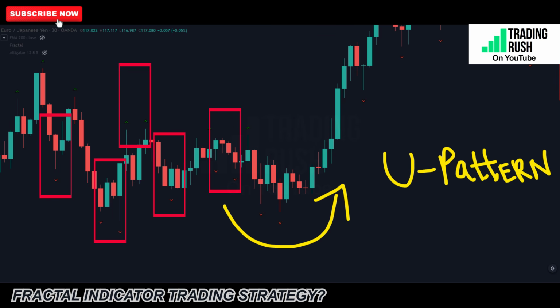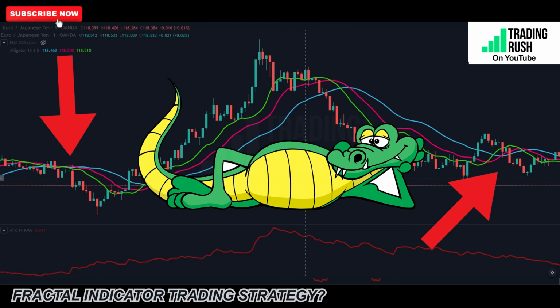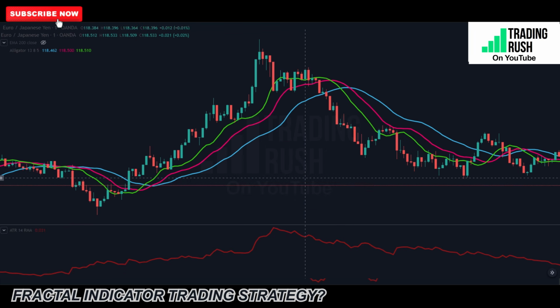So what should we do? Well, we can use another indicator that is also created by Bill Williams. That's right, the alligator indicator. I have already made a video on how to use this alligator indicator properly.